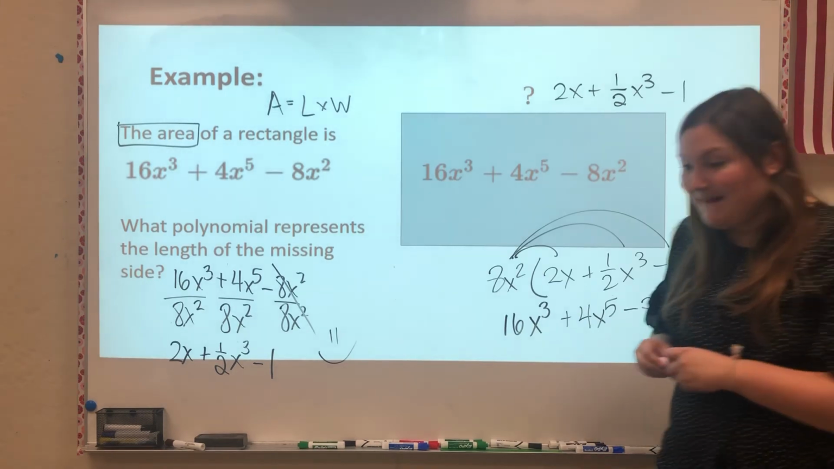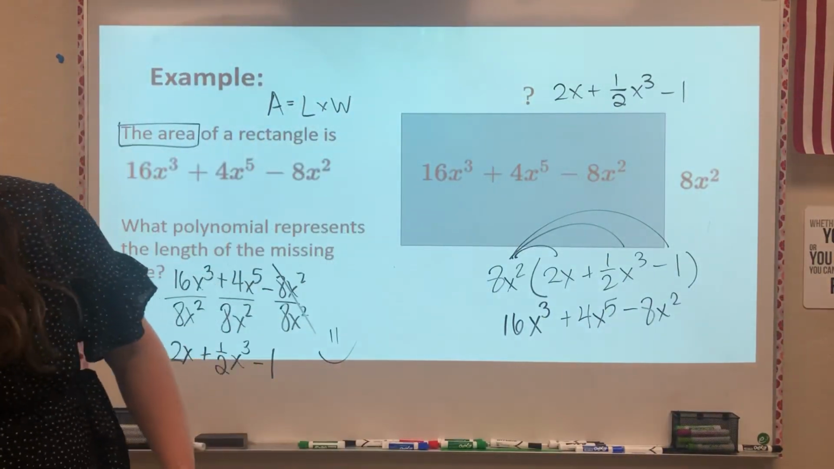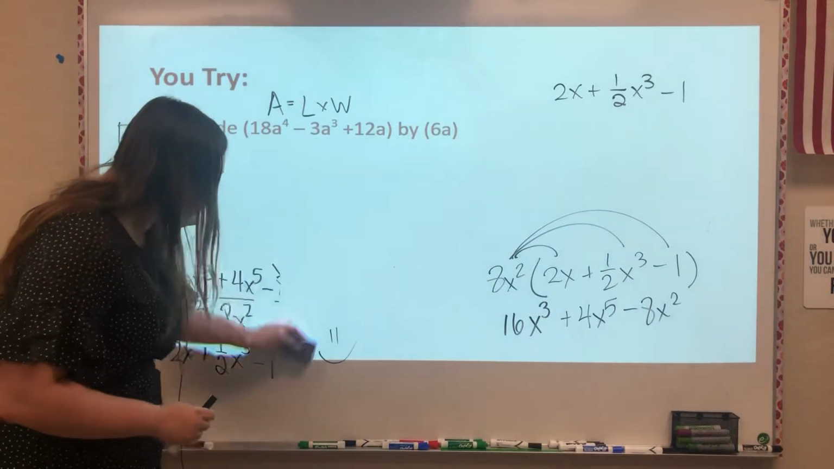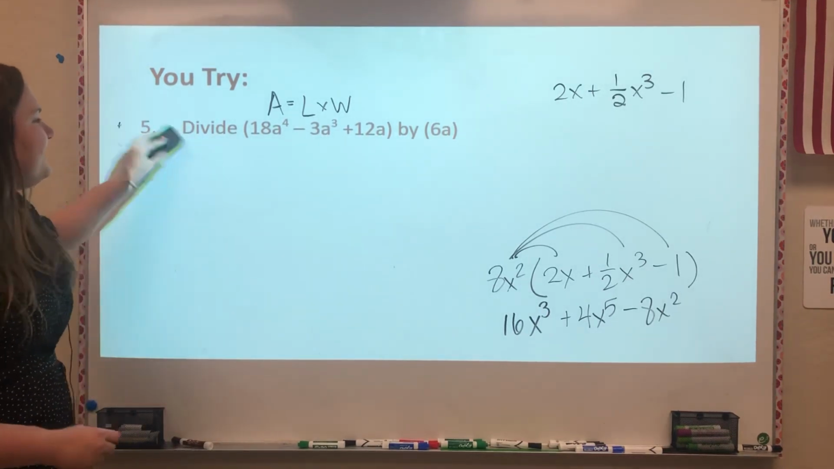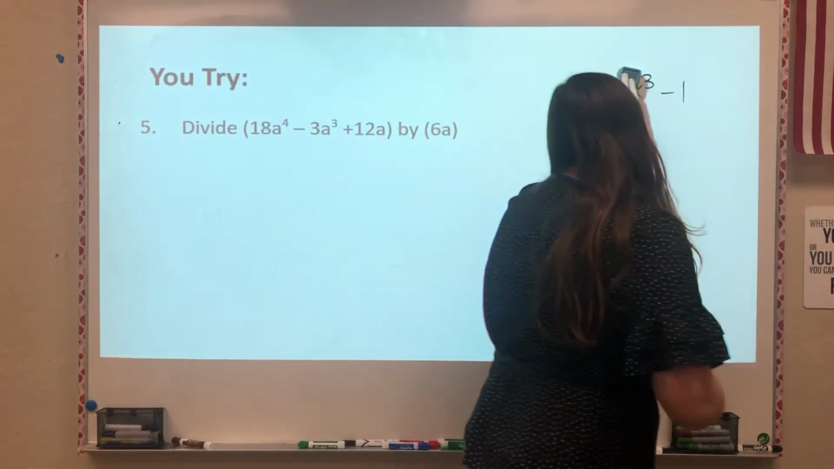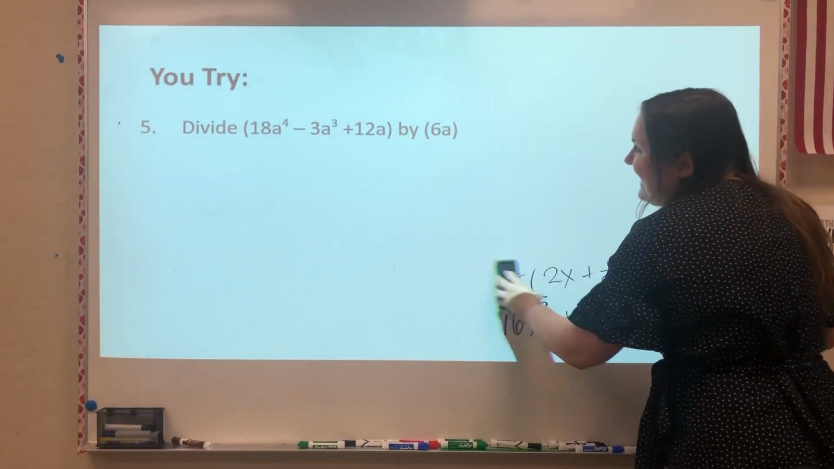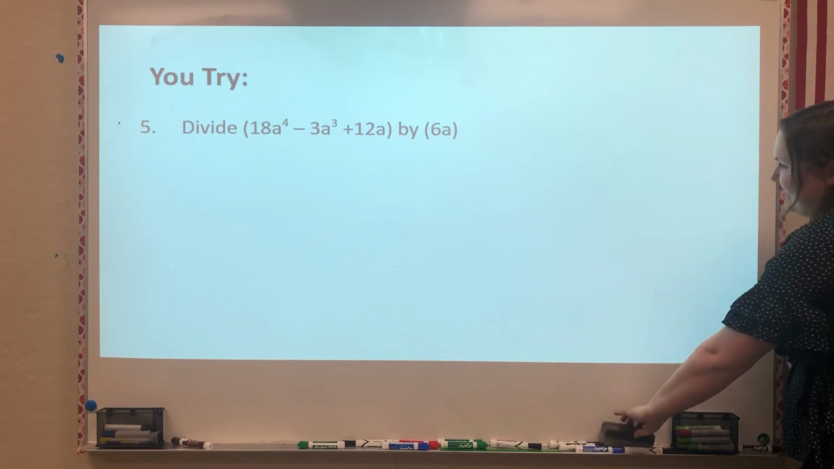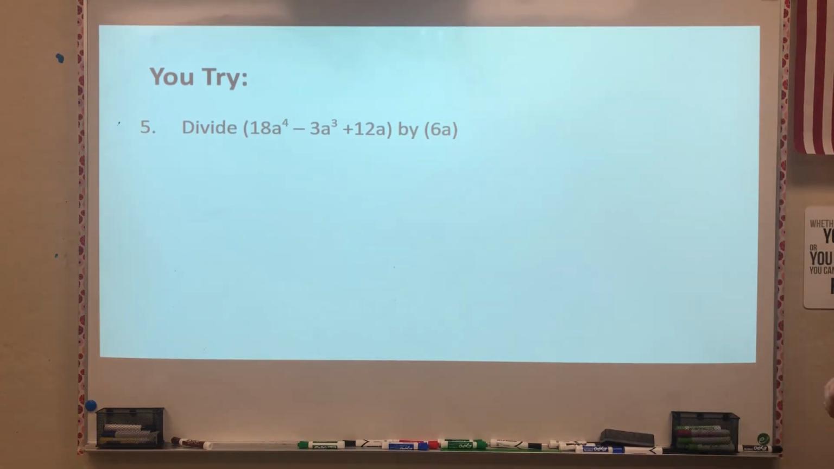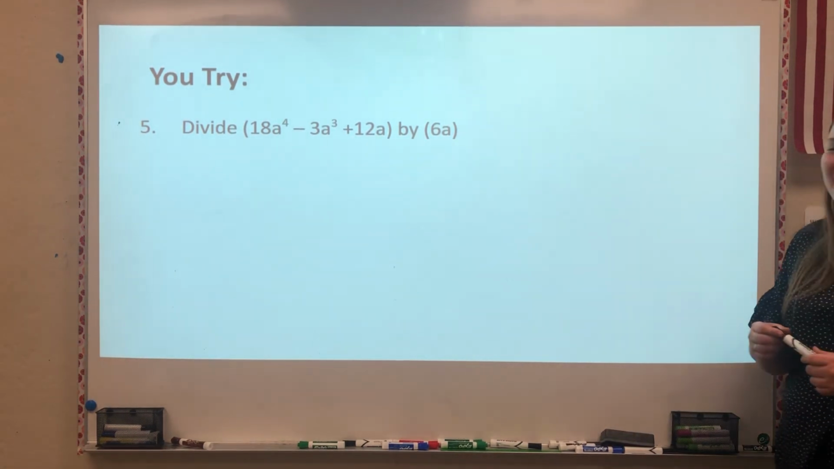This was my last example. I have got this last problem here for you to try, and then that will be the end of this. Your question says, divide 18a to the 4th power minus 3a cubed plus 12a. Divide all of that by 6a. Go ahead and try that now.